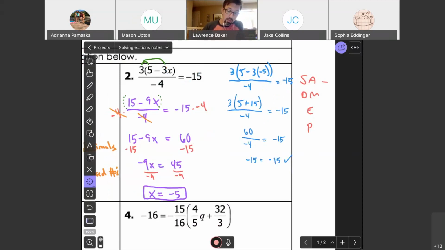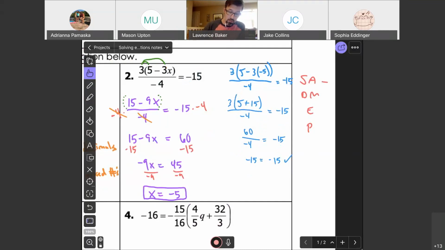So the incorrect thing to do while you're checking is to start moving stuff across the equal sign. Say, oh, I'm going to get rid of the negative 4, and then I'm going to get rid of the 3, or whatever. Like start chucking stuff across. Right? That's not okay. You simplify to see if that's equal. Notice how that right side never changed. It just stayed negative 15 the whole time. Okay. So if we were asking you to check, this would be the appropriate way to do it.